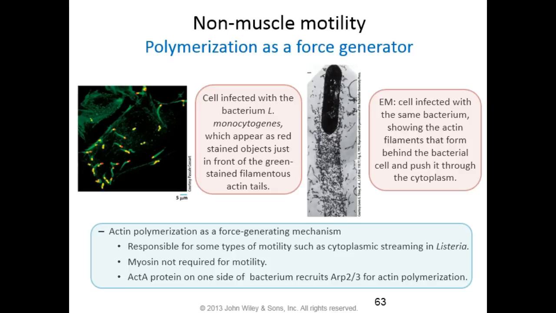Some types of cell motility occur solely as a result of actin polymerization and do not involve myosin activity at all. Some of these types of polymerization events occur in examples shown here, and they're responsible as force-generating mechanisms. The one on the left shows cytoplasmic streaming, and the one on the right shows Listeria. Myosin is not required. In this case, an ActA protein on one side of the bacterium recruits the Arp2/3 complex for actin polymerization. Listeria contains a surface protein, ActA, that's present only at one end of the bacterium. When ActA is exposed within the host cytoplasm, it recruits and activates a number of these host proteins. Once the Arp2/3 complex is there, it starts polymerization that moves the cell forward without myosin.